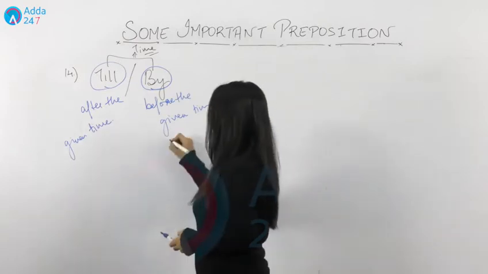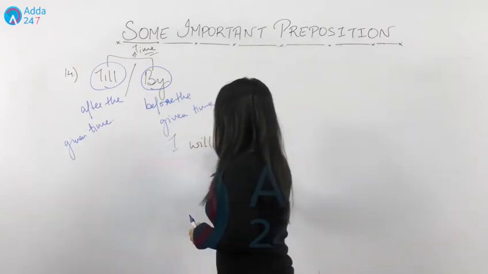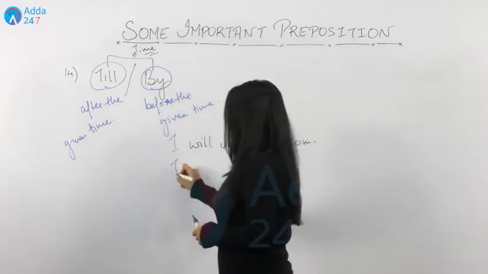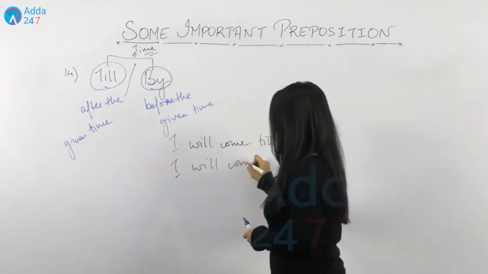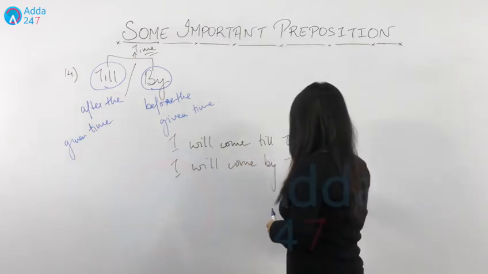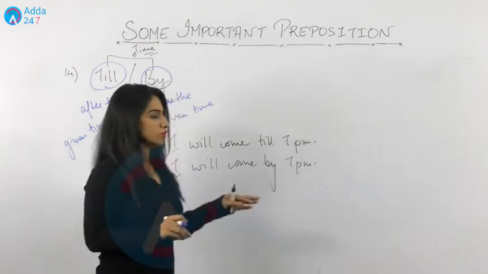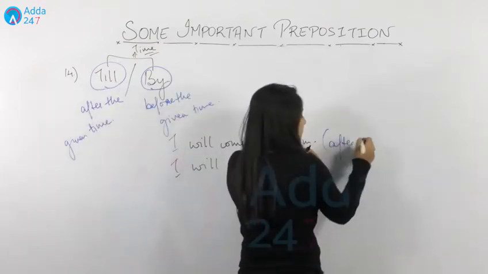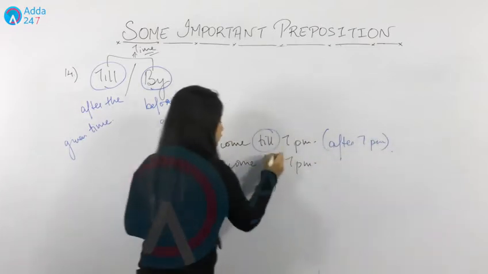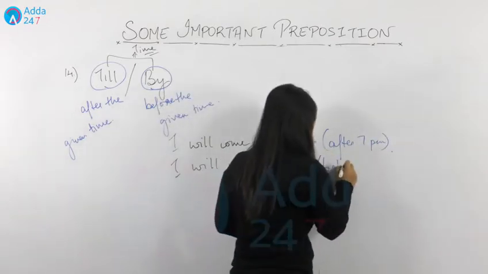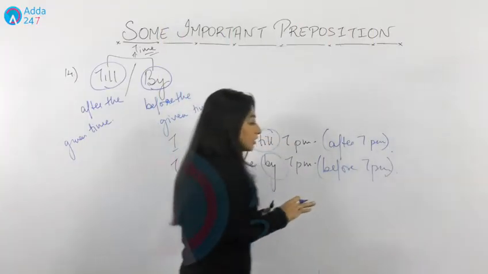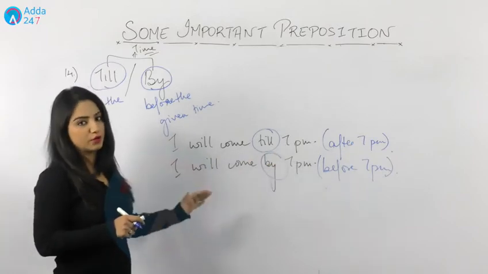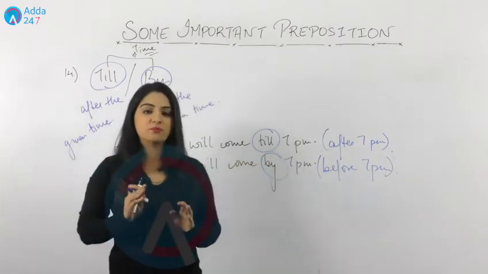For example, I will come till 7 p.m. Or if I say, I will come by 7 p.m. So what is the difference between the two? If I say till, it means after 7 p.m. But if I have used by, it means before 7 p.m. Now here we don't talk about the exact time. It's either after or before. Till shows after and by shows before.